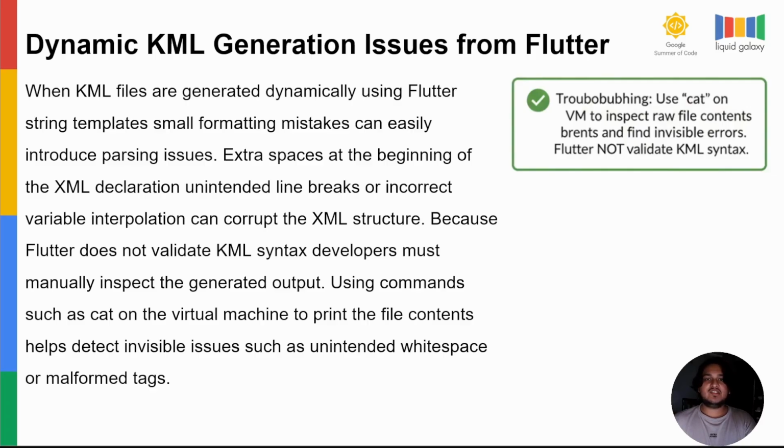When we generate KML using a string template, very small formatting mistakes can easily corrupt the XML structure. For example, extra spaces at the beginning of the XML declaration, unintended line breaks inside the tags, or incorrect variable interpolation can completely break the file. The most dangerous part is that these errors are often invisible in the source code.